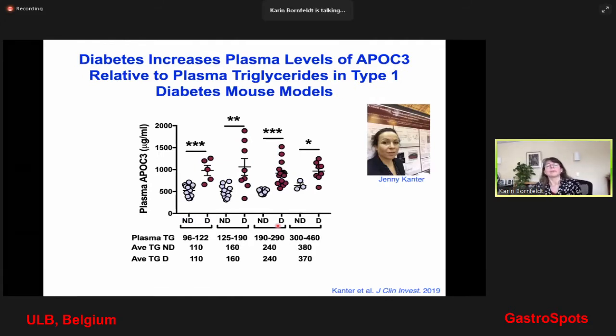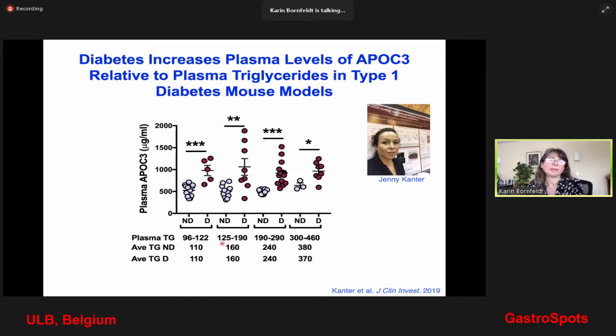So then we wanted to test mechanism in the mouse model, having established that ApoC3 is indeed a cardiovascular disease risk factor in type 1 diabetes. And these studies were carried out by Jenny Cantor. I'm sure you'll hear more from her in the future. She now has her own lab set up at the University of Washington. So she used the type 1 model that I described.